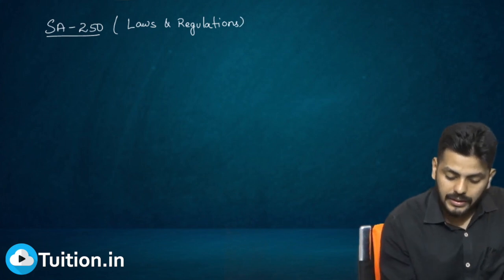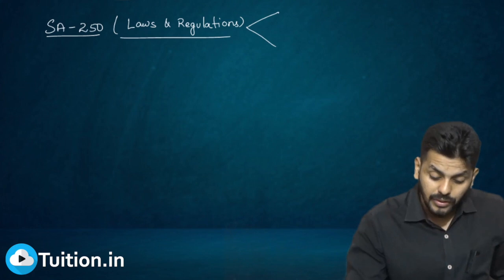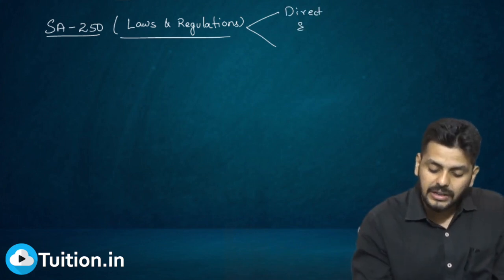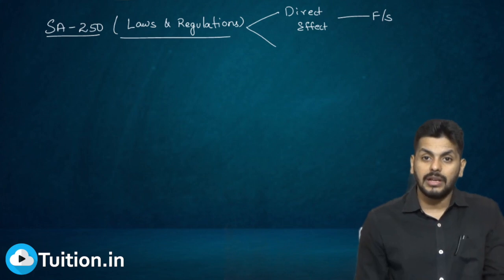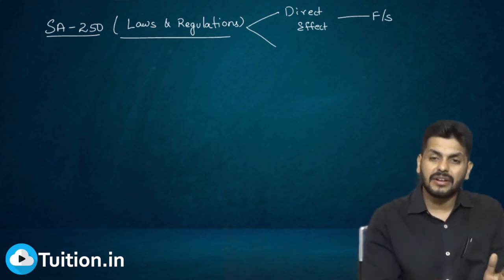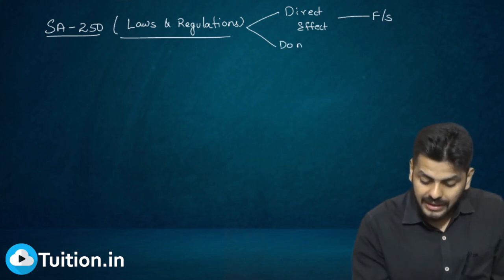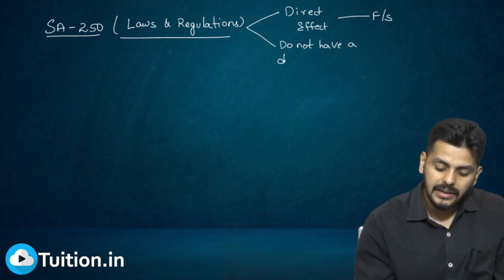Now at the outset, as I always start with, I need to tell you and make you understand that there are two types of laws and regulations. One which have a direct effect on the financial statements, maybe like income tax laws, labor laws. There are certain laws that have a direct effect on the numbers. But there are certain laws that do not have a direct effect.